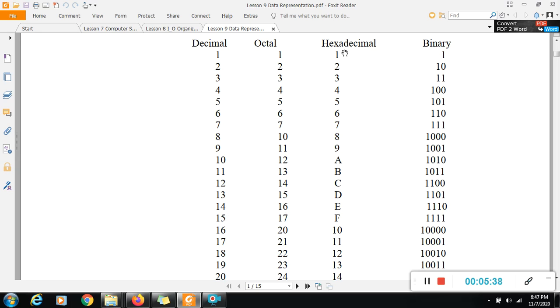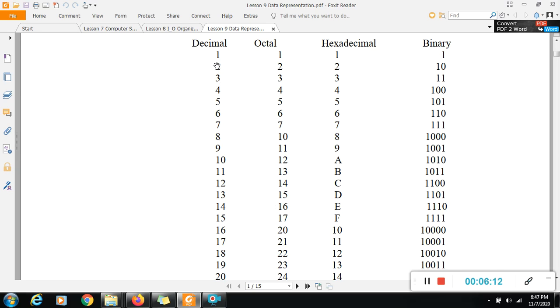If you add 1 to F, we don't have G. We don't have 16 in hexadecimal. We have 0 up to 15, which is represented by F. So instead of having 16, when you add 1 to F, you get 0 carry 1. That is in hexadecimal. With that explanation, I think we are done.